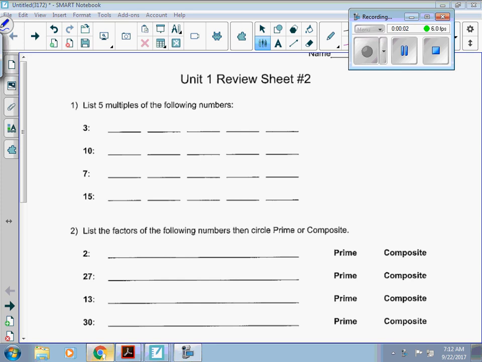This was another review for our Unit 1 test. The first one says list 5 multiples of the number. Remember, multiples are the bigger numbers, they're the answers. So for the first one with 3, anything that uses 3 in the problem, the answer is a multiple. So we could do 3, 6, 9, 12, 15, 18, and so on.